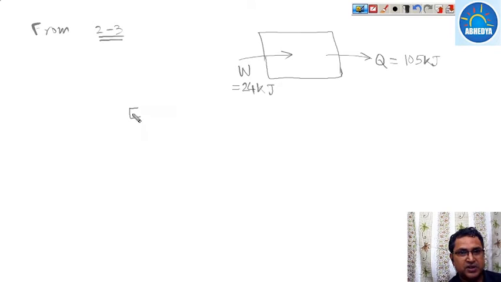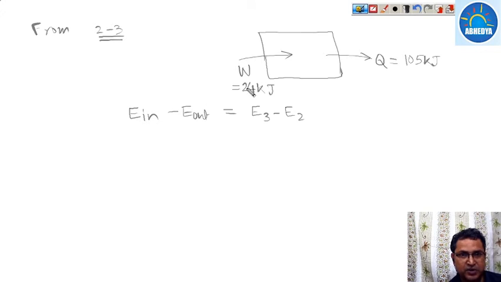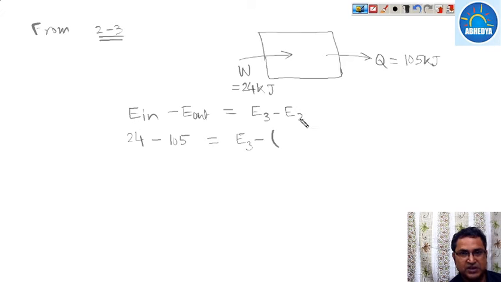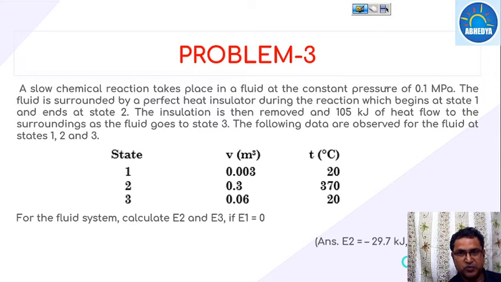So as per the law, E in minus E out is equal to delta E, that is E3 minus E2. What is E input? Input is 24 kilojoule. 24 minus how much heat is coming out, that is 105, is equal to E3 minus what is the value of E2? Minus 29.7, I think so. E2 is minus 29.7.